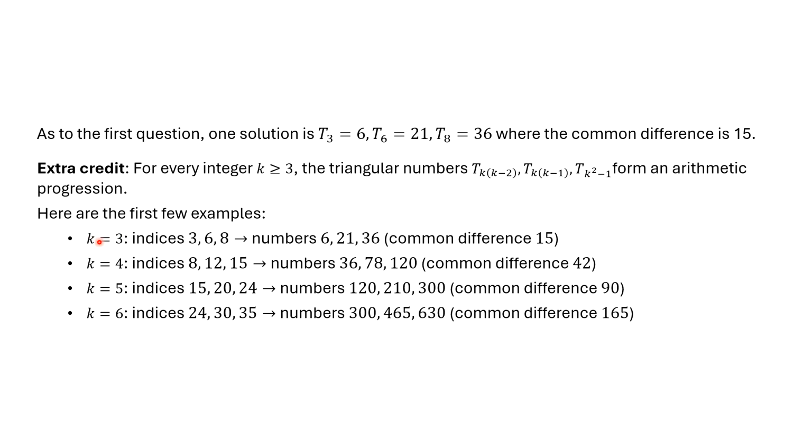The first one here is if you take k equals 3 and plug it in here, you actually get this one here. Let's look at the second one. We put in k equals 4. We get 4 times 2 is 8. And this is 12. And this is 15. And then you just need to evaluate these, the 8th triangular number, the 12th and the 15th. And you get these numbers here. And then the difference is 42.